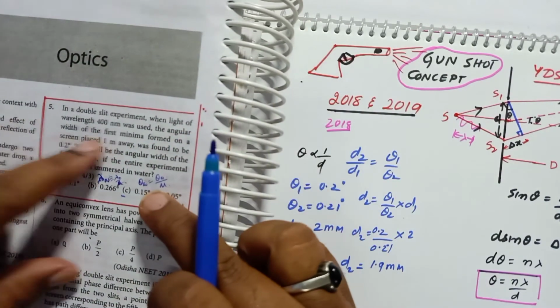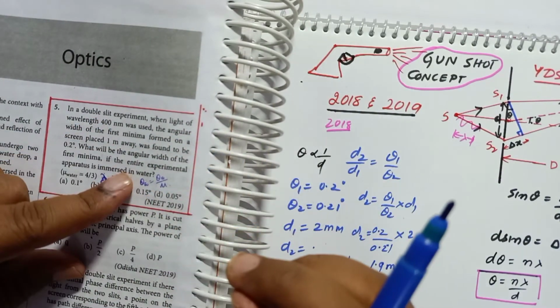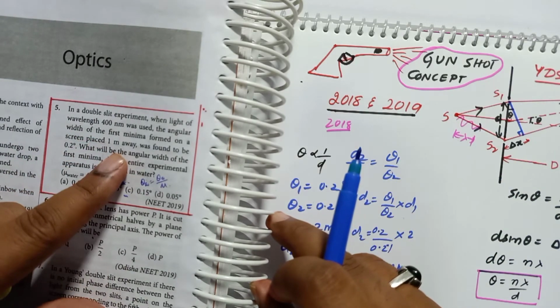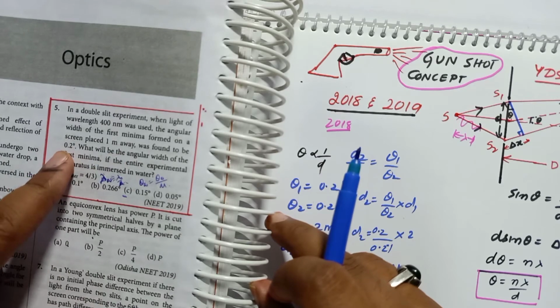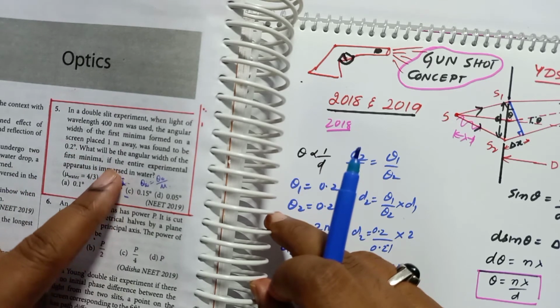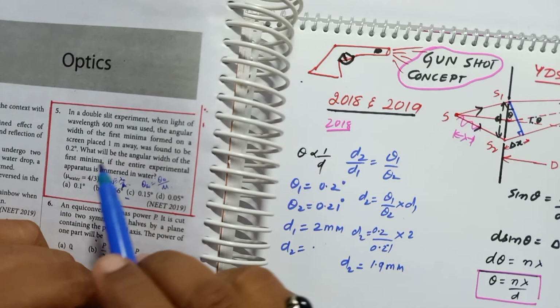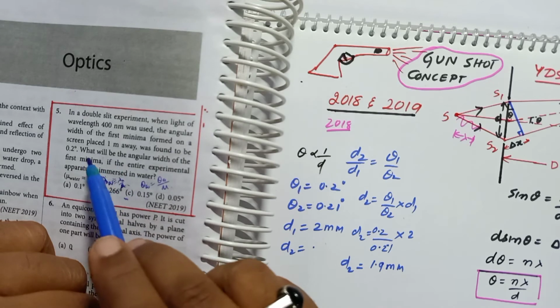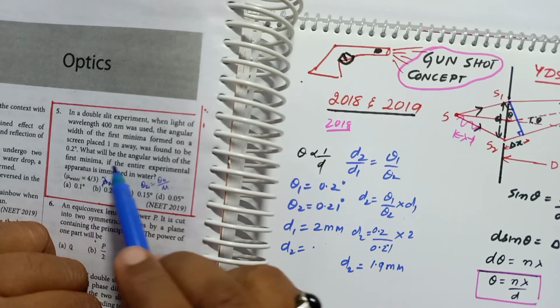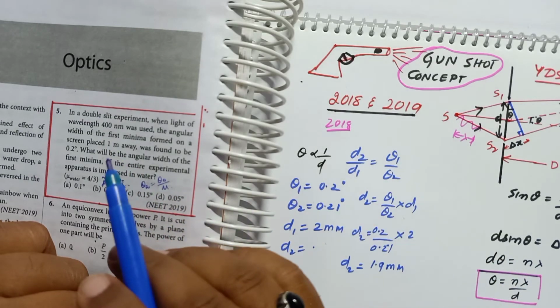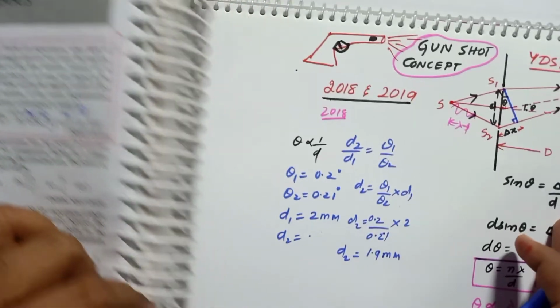Now let us discuss the problem of 2019 here. If you look at this problem, it's slightly different from the 2018 problem. Previously the arrangement was done in air, and the angular fringe width was 0.2. If the same arrangement was done in water, or in some other liquid, what happens? The angular fringe width of the first minima is found to be this much. The entire experiment is immersed in water. Previously it was in air, now it is in water. So how are we going to solve this problem?